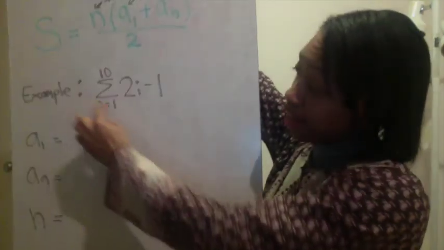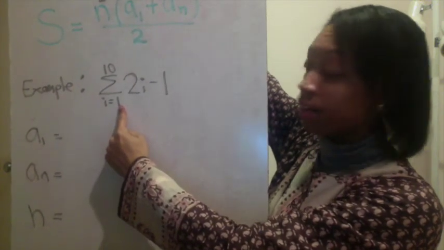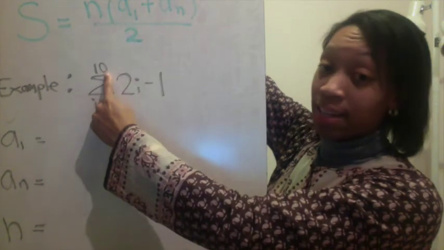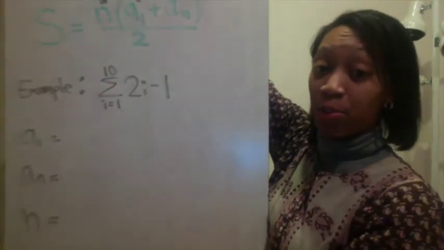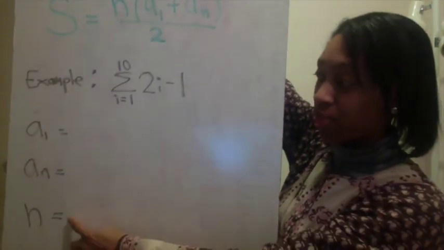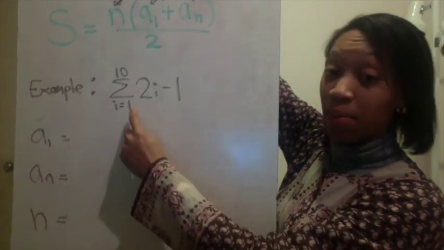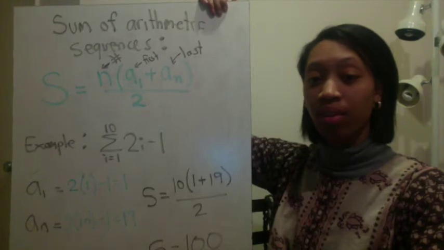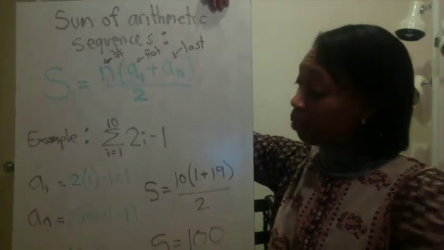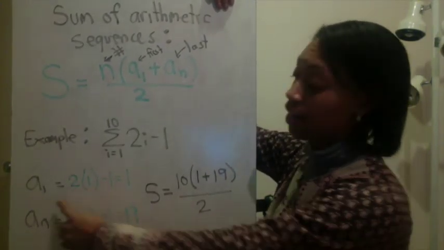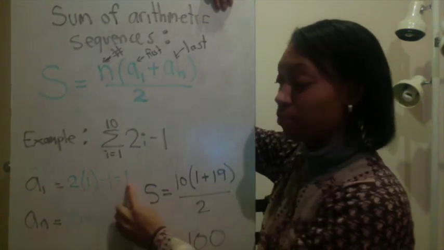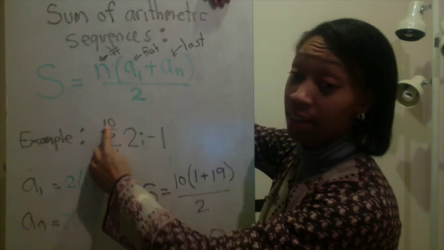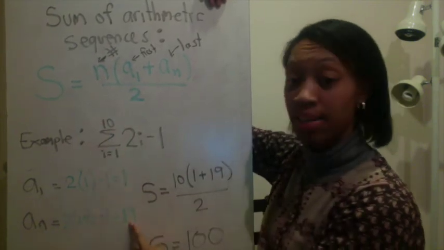We can see that the first term is 1. So if I plug 1 in, I'm going to get the first term. And if I plug 10 in, I'm going to get the last term. And then n is the number of things we're adding. So we'll have to count up how many things are there between 1 and 10, including 10. Okay, so when I plug in 1, so I can find a1, I get 1. And to find my last term, an, I plug in 10, and that gave me 19.